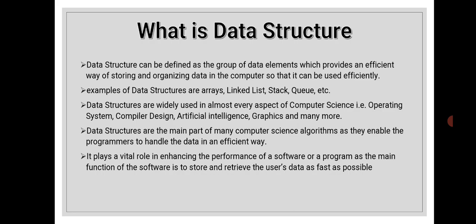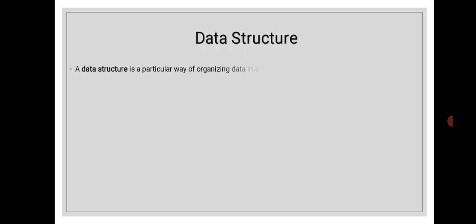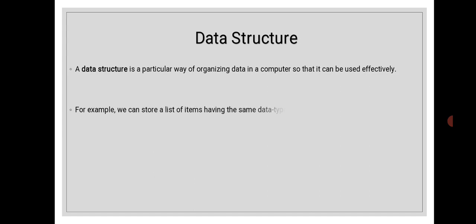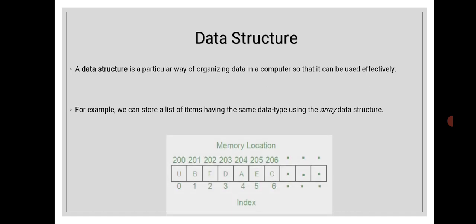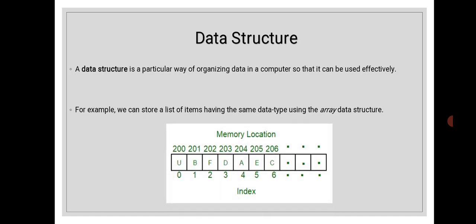A data structure is a particular way of organizing data in a computer so that it can be used effectively. For example, we can store a list of items having the same data type using the array data structure, just like this. So the array has indexes 0, 1, 2, 3, 4, 5, 6, and the elements you have are U, B, F, T, and so on, and it will have an address on top.